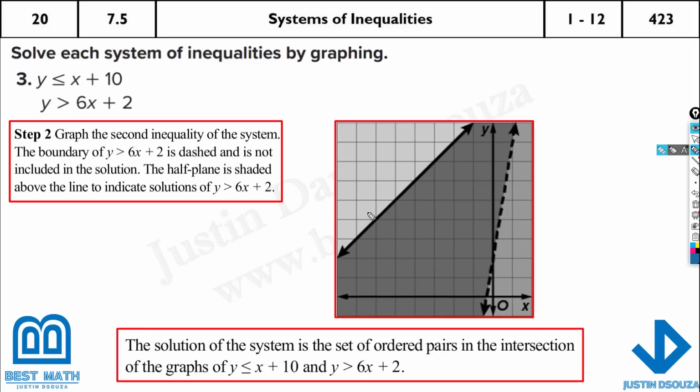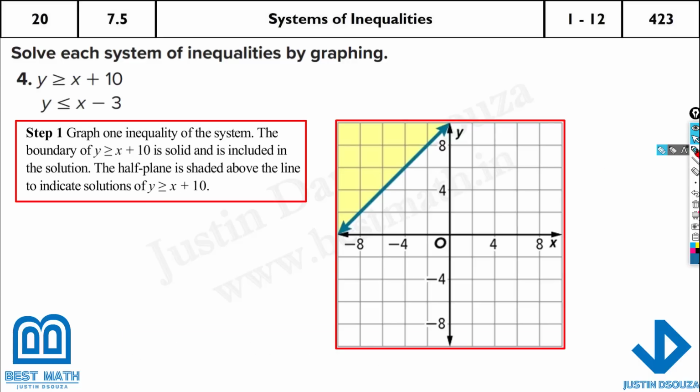Why? Because the first equation, it was less than. That means all below it, whereas greater than, all above it. So this is all the solution region. Here as well, you can graph one. You can see the intercept is at 10 and everything above it is the solution.